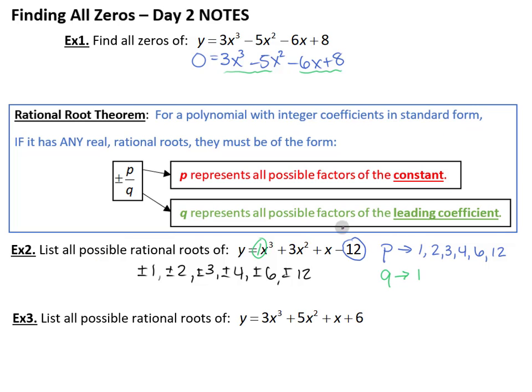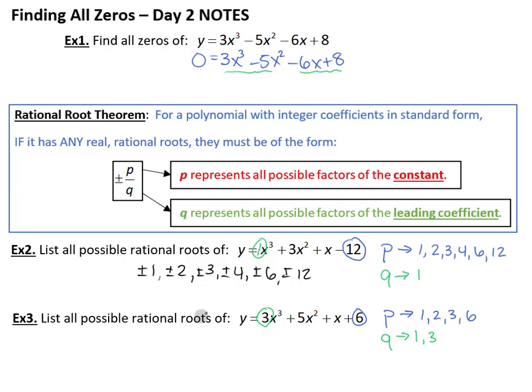Okay, so let's try one more of these. Okay, so list all possible rational roots of this function. So we've got 6. It doesn't matter if, again, if I circle the sign with it, because we're going to do plus or minus all of these. So all the factors of 6 are 1, 2, 3, and 6. And our leading coefficient this time is 3. Luckily, it's a prime number, so we don't have too many factors, 1 and 3.